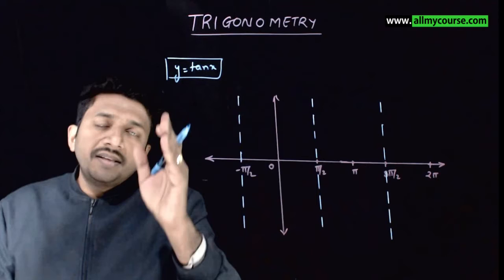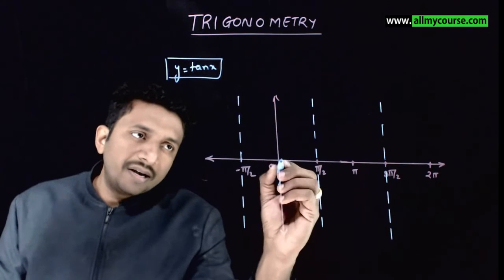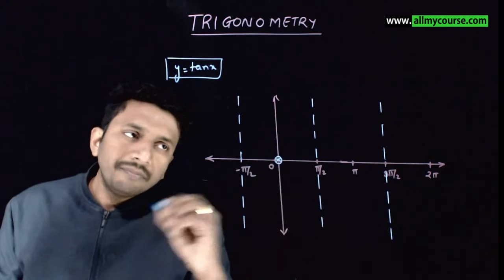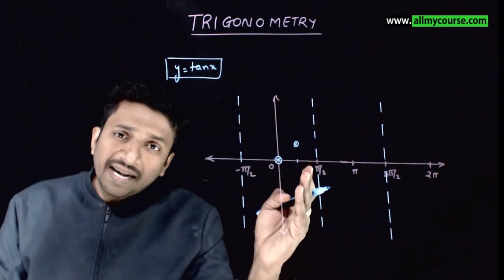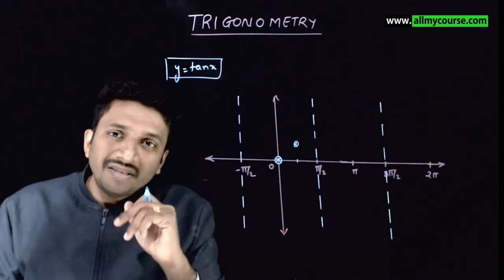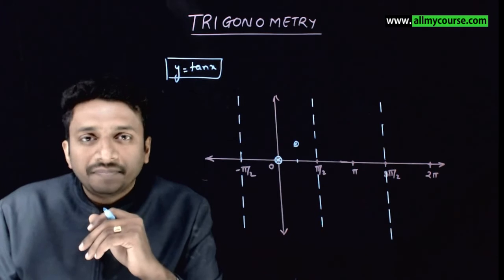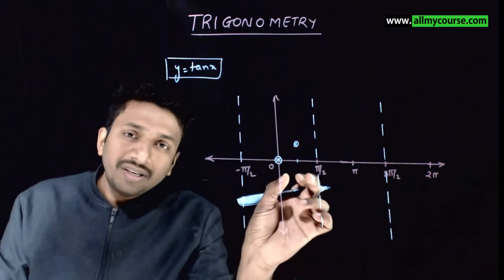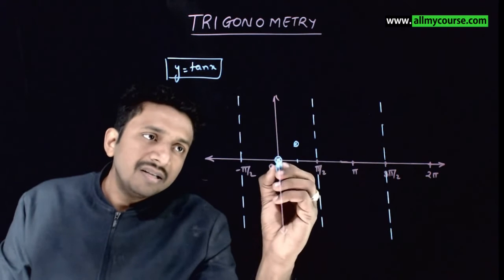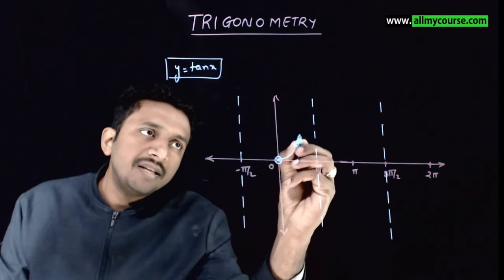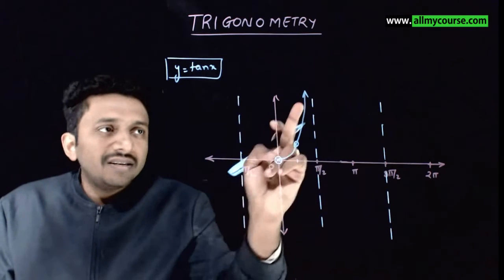So next, let us look at the graph of y is equal to tan x. In the first quadrant, tan 0 is equal to 0, tan pi by 4 is equal to 1, and at x is equal to pi by 2, we have seen that tan is not defined, or the value of tan goes to infinity. In the first quadrant, tan is positive, so obviously it has to go to plus infinity, right? So the graph will look something like this, and it asymptotically goes to infinity as x tends to pi by 2.